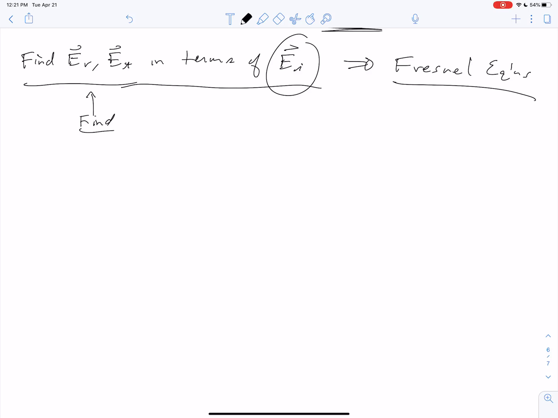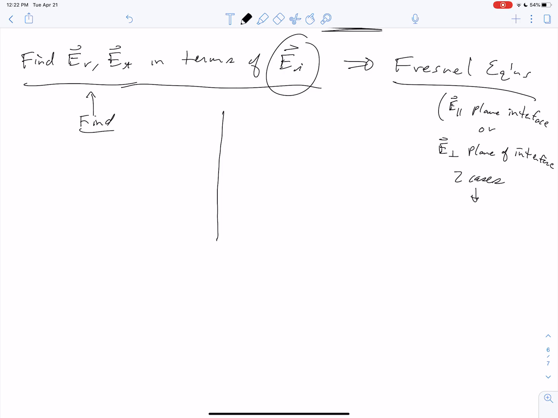So let's draw this drawing. That's my interface. First, we're going to derive it for the electric field parallel to the plane of interface. There's two situations. I can have the electric field parallel to the plane of the interface, or I can have the electric field perpendicular to the plane of interface. These are the only two cases that matter, because any other case can be just a superposition of these two cases.